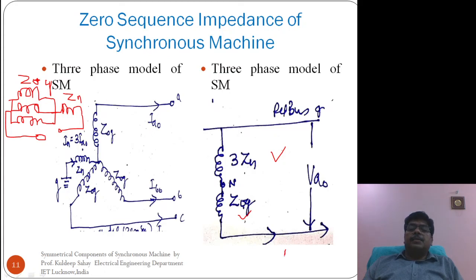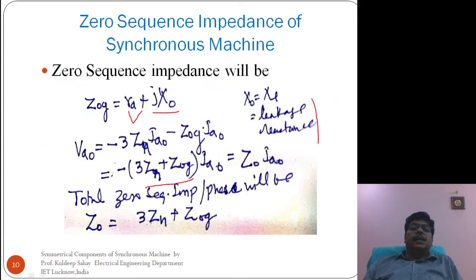The current is Ia0, and the current direction will actually be opposite, since we are passing the current through the autotransformer so that we can determine the zero sequence impedance. So there is a negative sign: Va0 equals minus (3Zn plus Z0G) times Ia0, since the current direction is opposite, or Z0 Ia0. So the total zero sequence impedance per phase will be 3Zn plus Z0G.